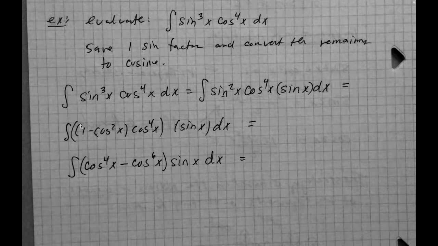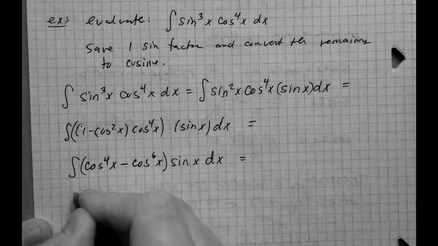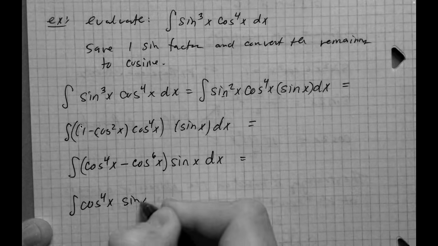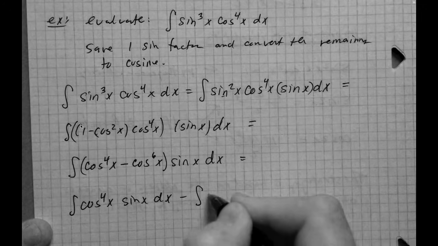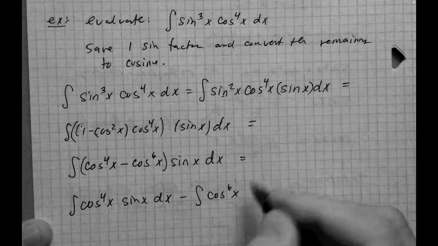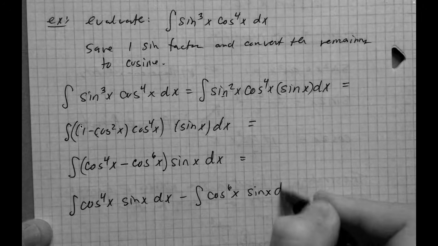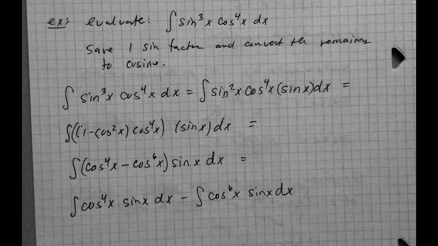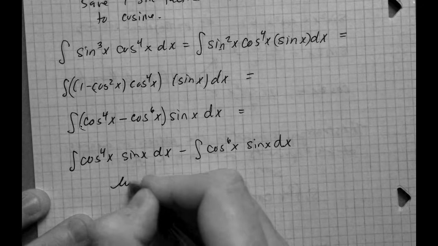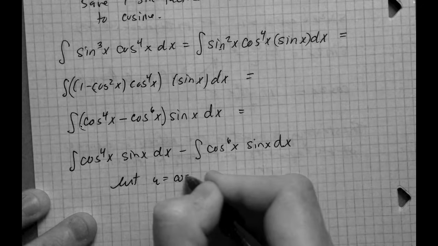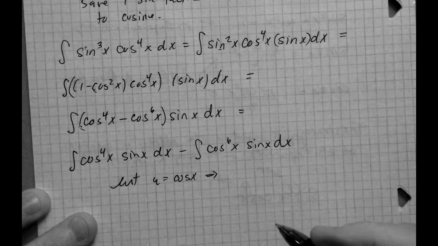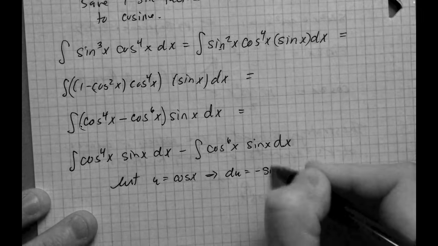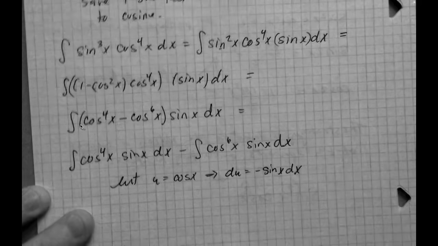Right, and then we can break it apart if we like. So we could write this as the integral of cos to the 4th x sine x dx minus the integral of cos to the 6th x sine x dx. Right, and then we're in a good spot, because we can use u substitutions on both of these. So let's let u equal cos x, then du is equal to negative sine of x dx.